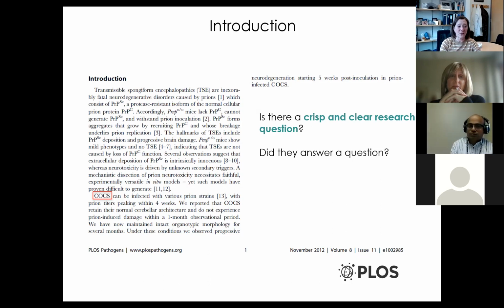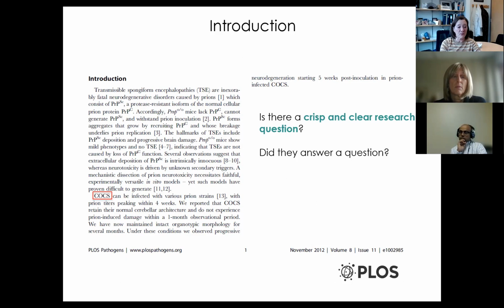Transmissible spongiform encephalopathies, TSE, are inexorably fatal neurodegenerative disorders caused by prions, which consist of PrPSc, a protease-resistant isoform of the normal cellular prion protein, PrPC. The knockout mice that lack PrPC cannot generate PrPSc and withstand prion inoculation. PrPSc forms aggregates that grow by recruiting PrPC and whose breakage underlies prion replication. So the hallmarks of TSEs include PrPSc deposition and progressive brain damage.